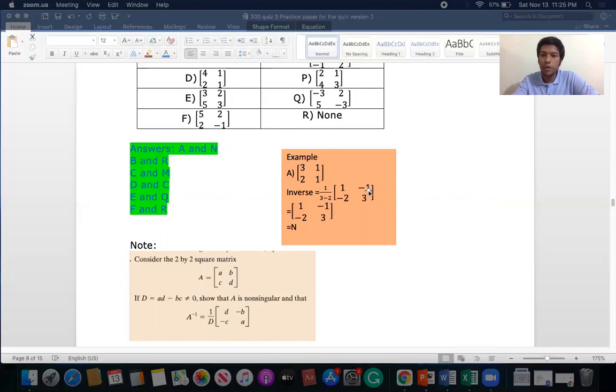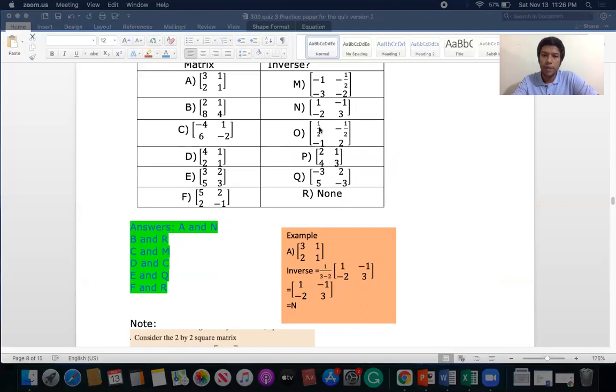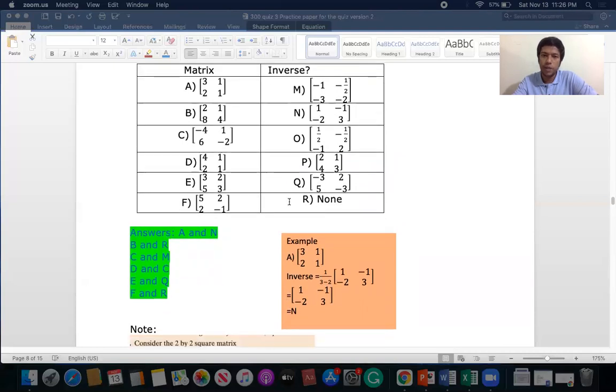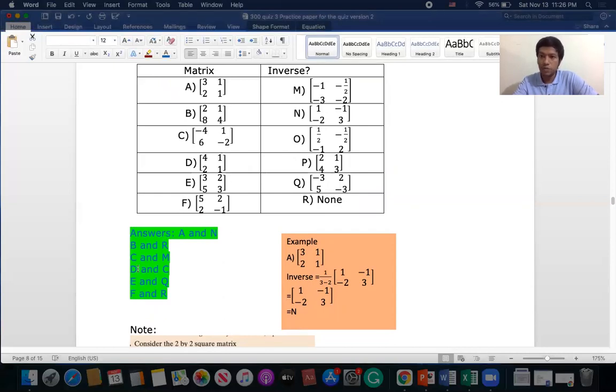Then 3 and 1 will interchange, that's why 1 and 3 it became. Then the other two will change the sign. This is positive, this is also positive, so both of them will become negative. This way they interchange the sign. So 1 divided by 3 minus 2, that means it is 1, and 1 into this means basically the same thing, and it matches with the given answer. That's why A and N is correct. Similarly, if you do the other parts, you will see they also match this way. So this is some matching kind of thing.